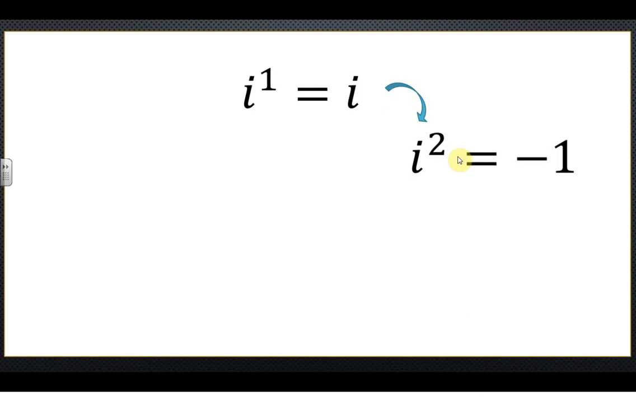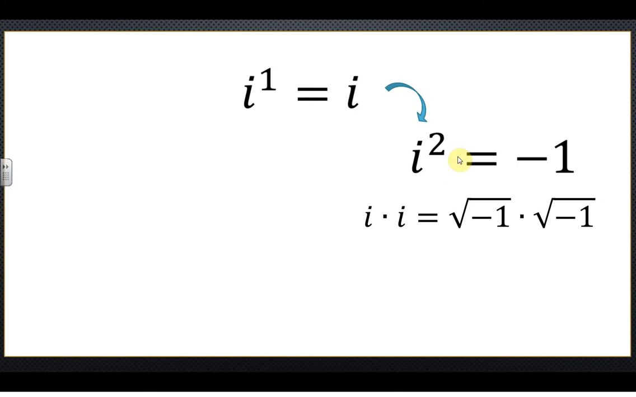So right now we are going through why this happens. Wait to write it. Just watch and listen, and then we'll tell you what to make sure that you have written down. Okay? So i to the first is i. That makes sense. But i squared, why is it equivalent to -1? Well, let's break it down.